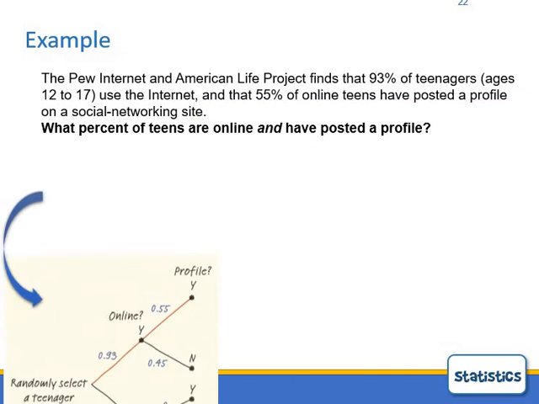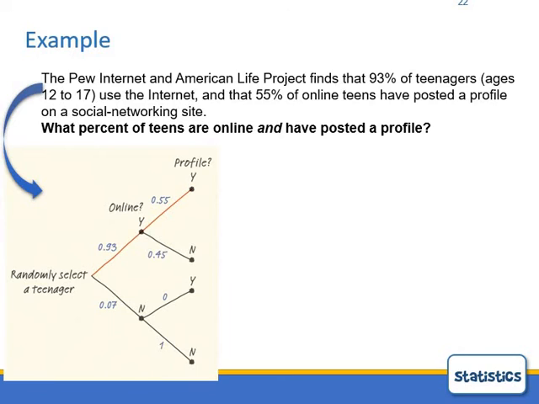Here's another example of internet use, and this is pretty old data. It's probably almost 100% now, although it was already 93%. I bet all the numbers would be much higher if we redid this survey today, but the Pew Internet and American Life Project finds that 93% of teenagers aged 12 to 17 use the internet, and that 55% of online teens have posted a profile on a social networking site. What percent of teens are online and have posted a profile?